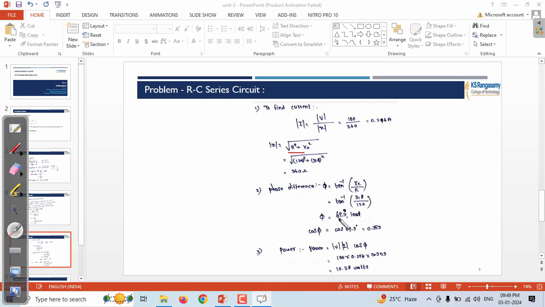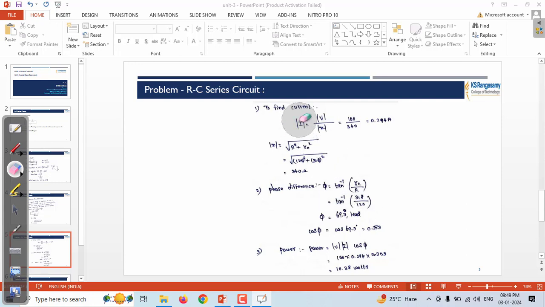So the phase difference we calculated is 69.3. So cos of 69.3 is around 0.353. Substituting V value given as 100, I value we calculated as 0.294, and this cos phi we calculated here, we will get 10.38 watts. So this is the easiest method to solve an RC circuit problem.